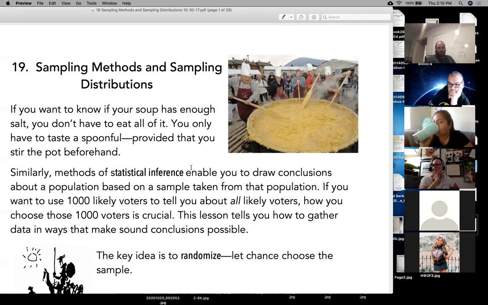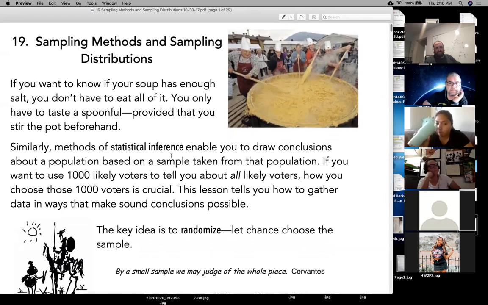Okay, so methods of statistical inference. This is why we do statistics in the first place. Methods of statistical inference allow you to make conclusions about the entire population based only on a sample. For example, I'm sure you've seen polls, especially in the last few months, political polls about this one's going to win, that one's going to win. This one has this percent of the vote, this one has that percent of the votes.